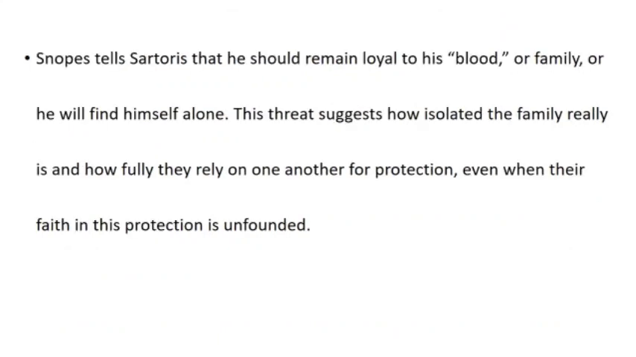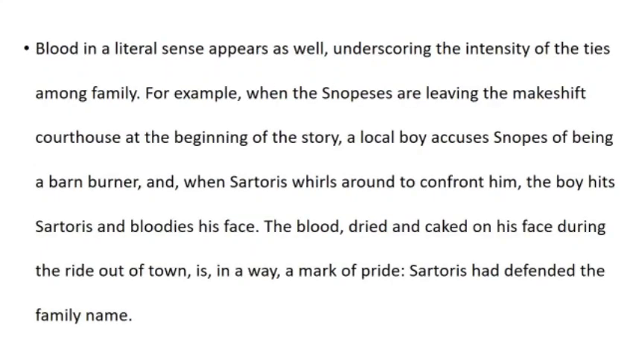Snopes tells Sartori that he should remain loyal to his blood or family or he will find himself alone. This threat suggests how isolated the family really is and how fully they rely on one another for protection, even when their faith in this protection is unfounded. Blood in a literal sense appears as well, underscoring the intensity of the ties among family.